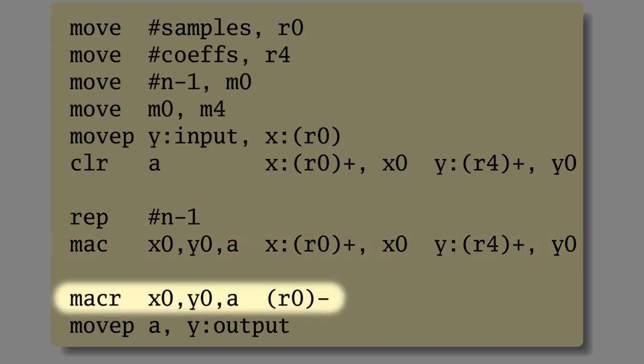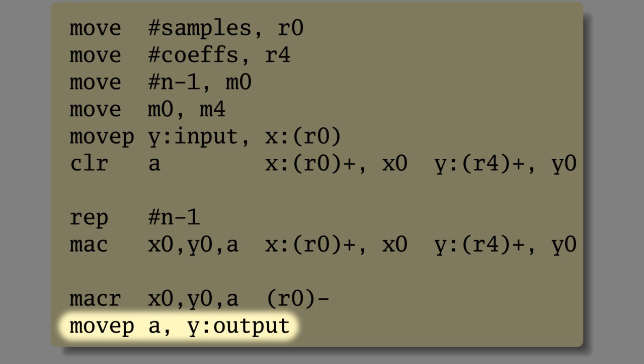The MAC-R instruction multiplies and accumulates this last pair, rounds the result, and backs up the sample pointer in R0 by 1 so that the next sample is stored just before the one that was read at the beginning of the loop. Finally, the MOVP instruction writes the result to a peripheral address in the Y memory called output.